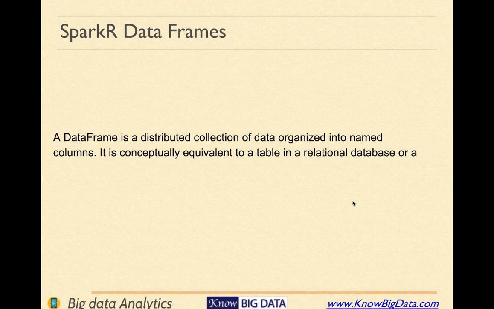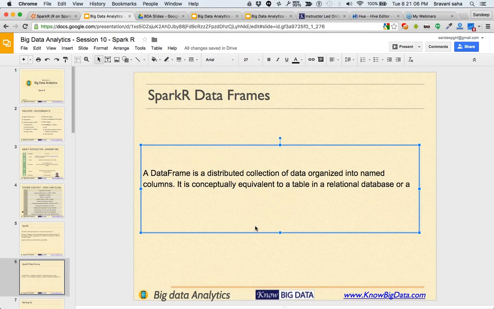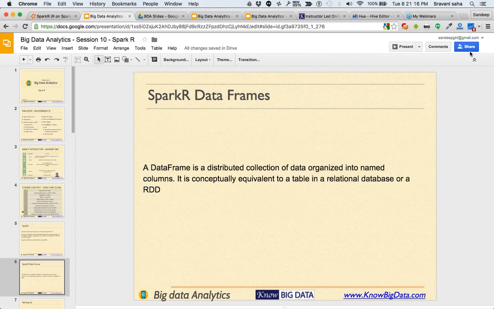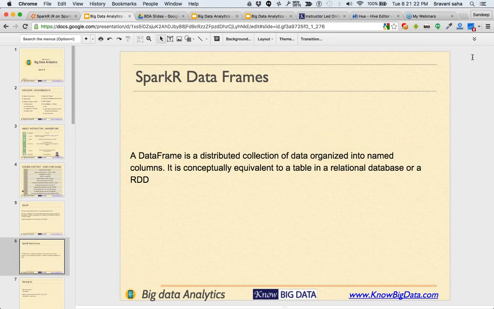So in the case of SparkR data frames, a data frame is a distributed collection of data organized into named columns. It is conceptually equivalent to a table in a relational database or an RDD.